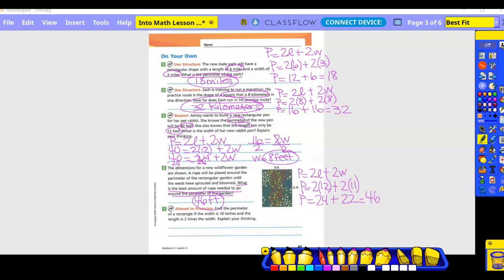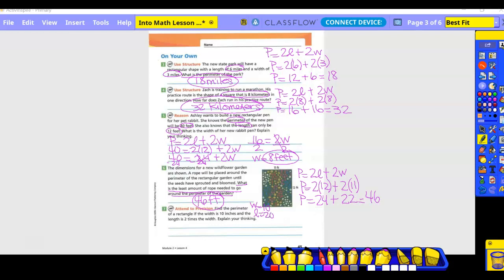Number 7, attention to precision. Find the perimeter of a rectangle if the width is 10 inches and the length is 2 times the width. So is the width 2? No, the width is 10, and the length is 2 times the width. So W equals what here? 10, right? L equals, what's 2 times W? What's 2 times 10? 20.